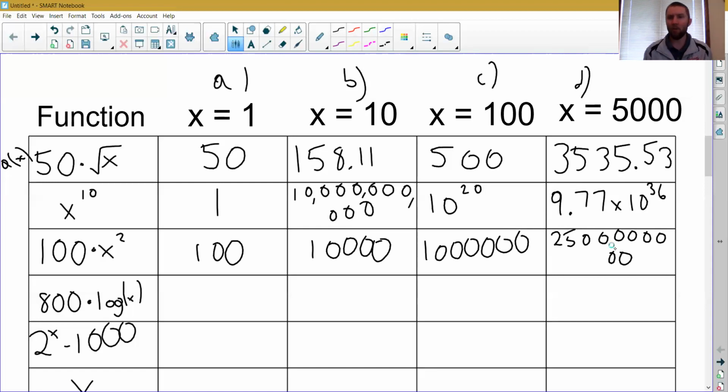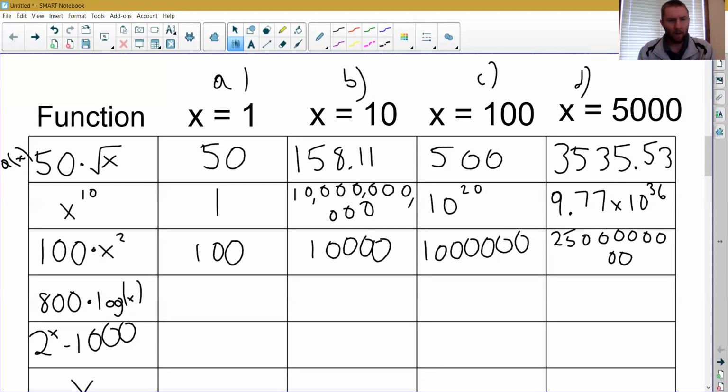Okay, so just through these first three functions, you guys, we are all getting bigger, right? All these functions are getting bigger, growing, getting larger, but it's pretty clear that x to the 10th is definitely in the lead right now, right? 9.77 times 10 to the 36th power is bigger than 2.5 million or whatever, 2.5 billion, whatever this is. And then obviously that's a lot bigger than 3,535. So already we can see that we have some winners and we have some losers, some fast and some slow, right?